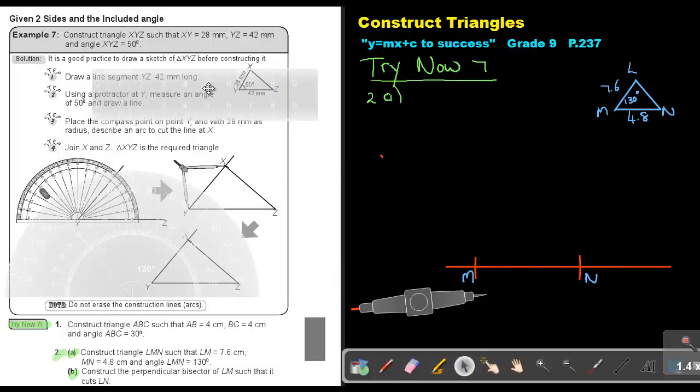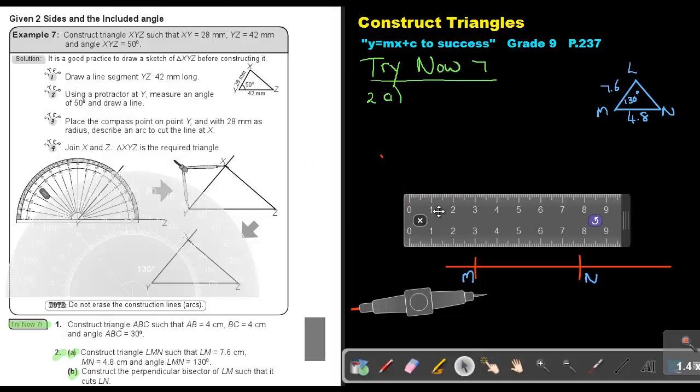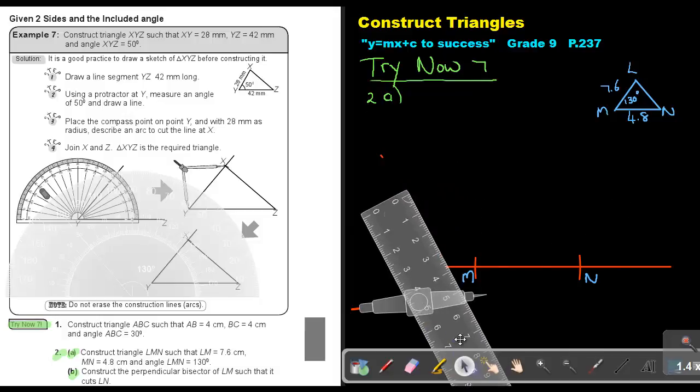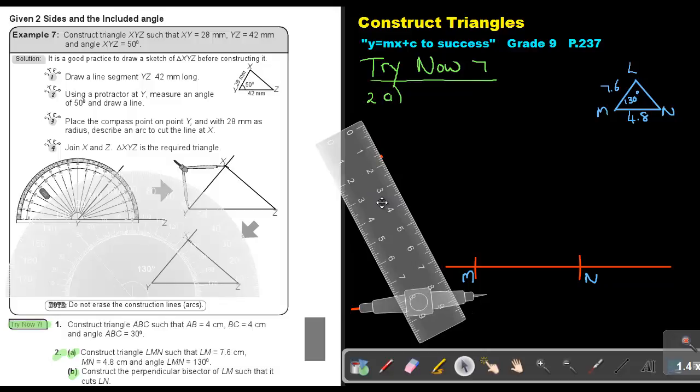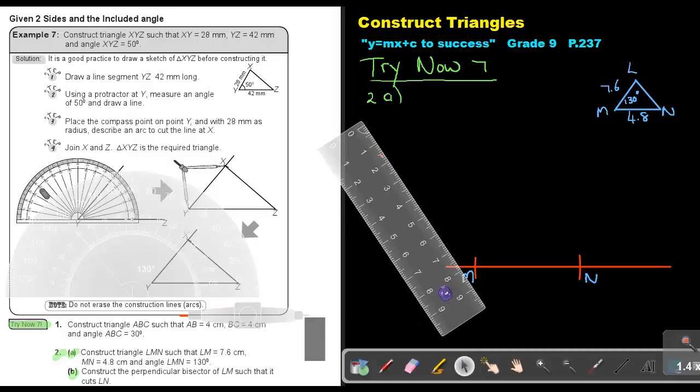So basically, you can remove this now. Take your ruler, turn it, move it, put it on that line. Okay, let's remove that also. Put it on this line.